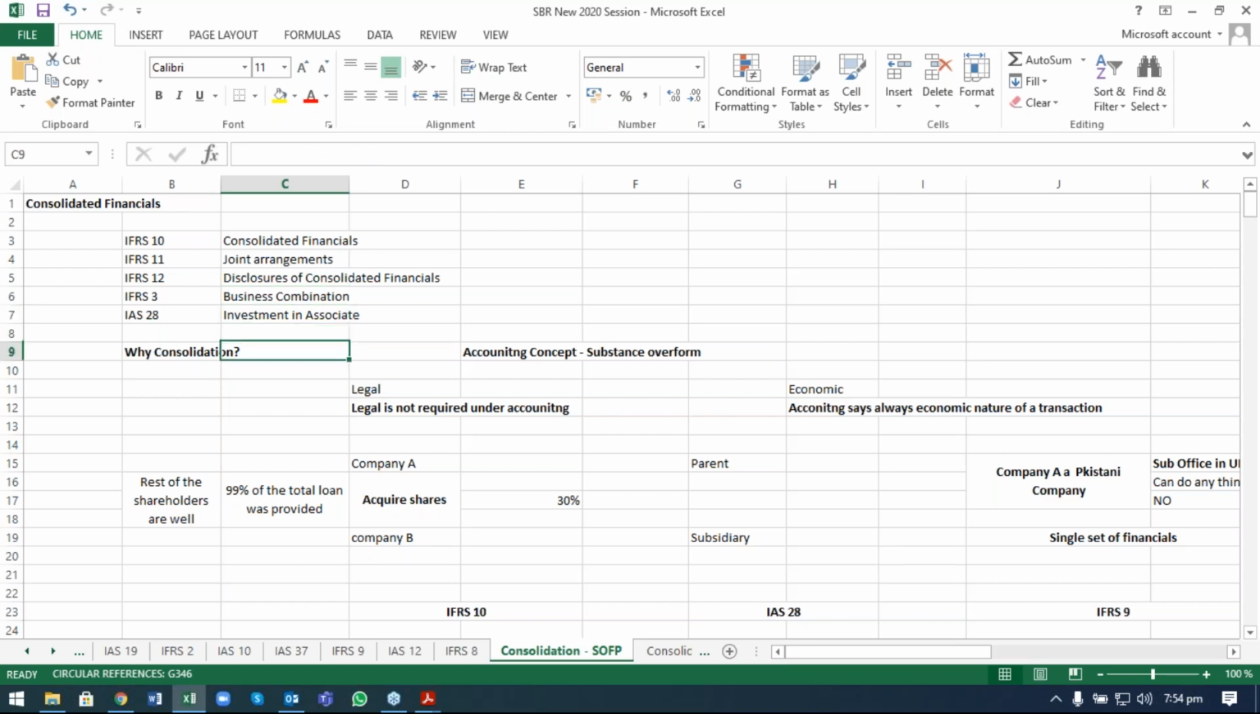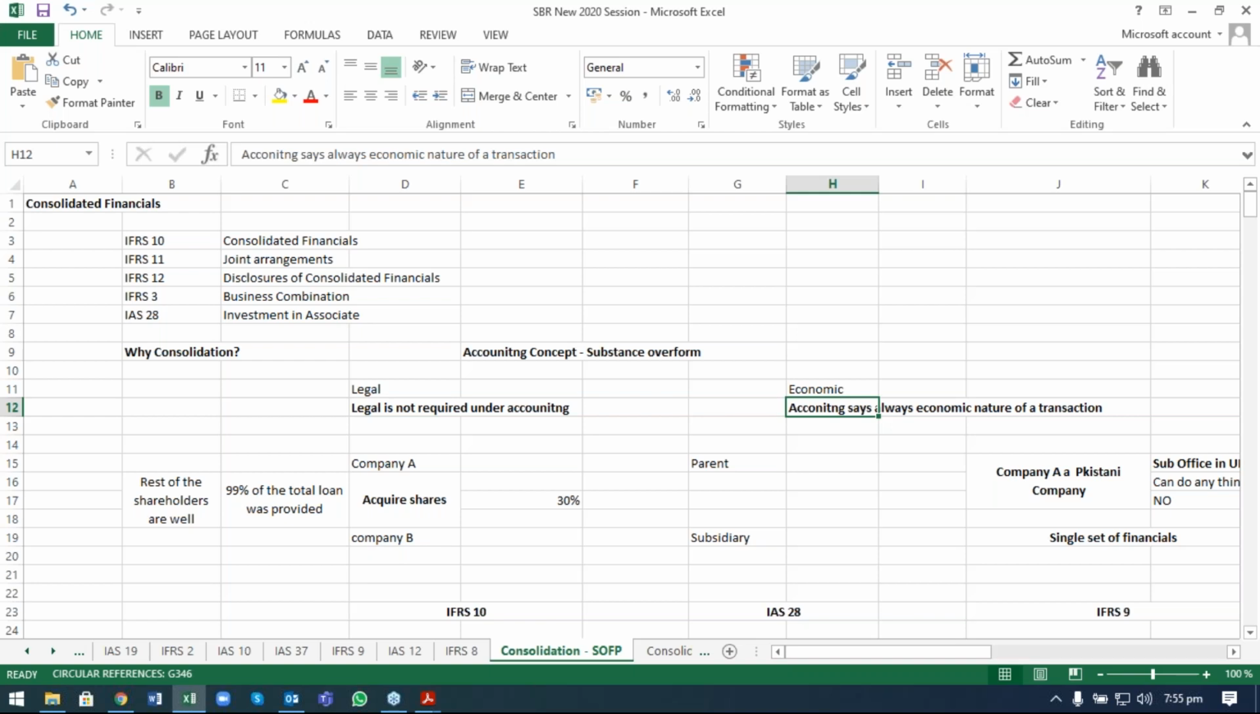The important thing is why consolidation is required. The accounting concept, as mentioned in the framework, is substance over form. We have 2 basic natures of any accounting transaction: one is the legal nature, and the other is the economic nature. We are always accounting by understanding the economic nature of a transaction rather than the legal nature. Accounting will never consider the legal nature of a transaction. Accounting is always looking into the economic nature.